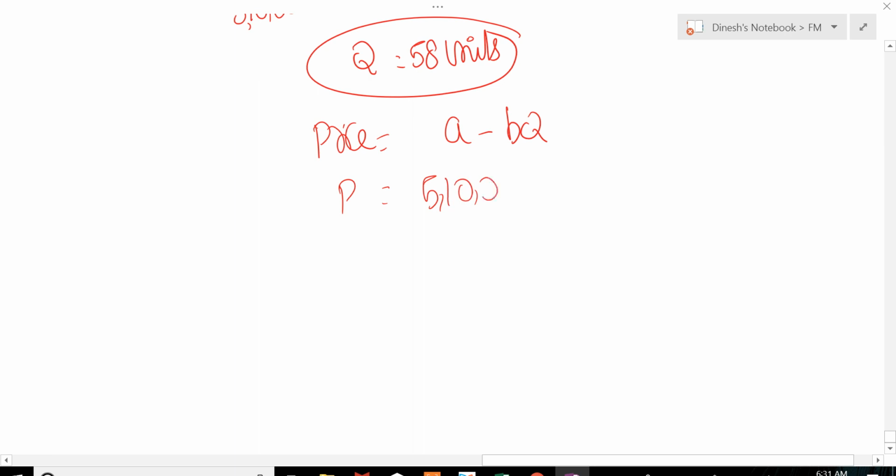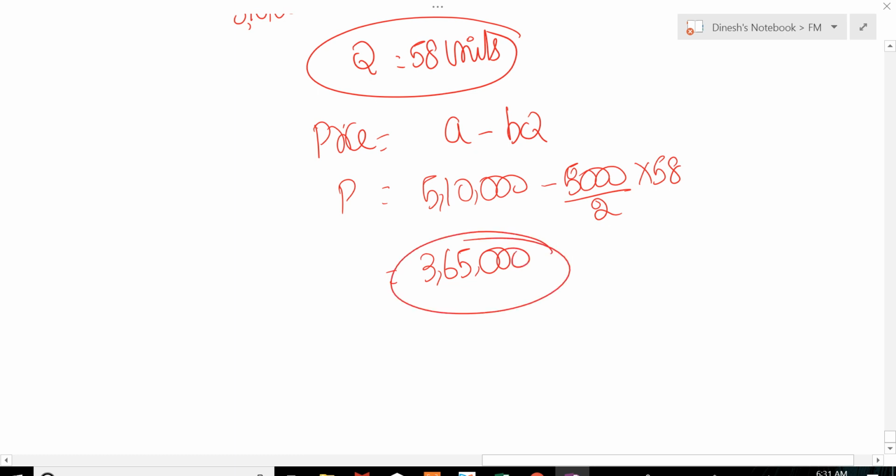5,10,000 minus B was 5,000 by 2 into 58. What is the price? 3 lakh 65,000. This is the optimum price to be fixed by the company. At this price, they will make the maximum profit. If you fix the price of 3,65,000, you are going to make the maximum profit. Any price below that or above that will not give you the maximum profit. 365 is the right price for this company.